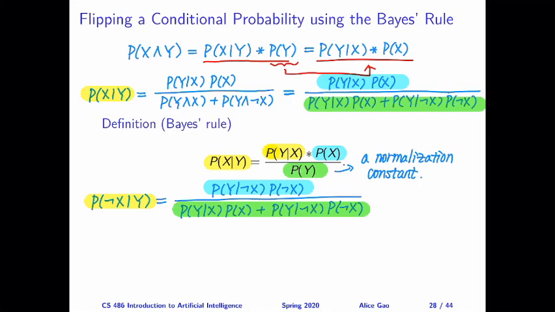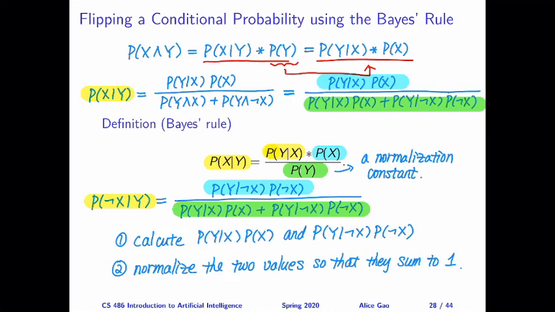So this derivation gives us a new way of thinking about the Bayes rule, and also a new way of calculating this distribution. This new procedure has two steps. First, we calculate the two corresponding values, which are the probability of y given x multiplied by p of x, and the probability of y given not x multiplied by p of not x. And then the second step is to normalize these two values so that they sum to one.